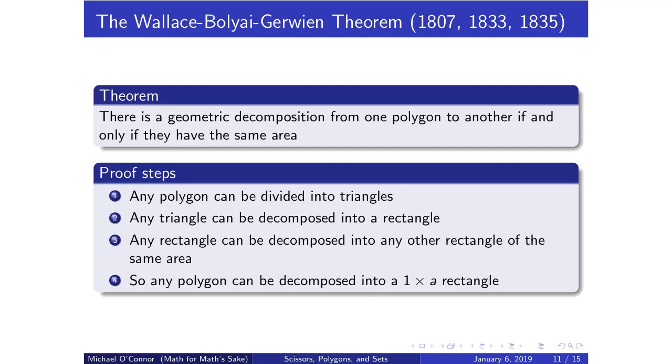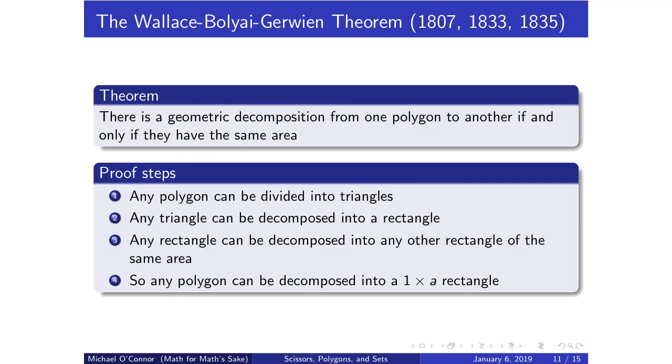You can kind of just go through it. I'll tell you the proof steps, and then I'll go through it again, so that hopefully it's clear. Basically the way that it works is you start out, you divide any polygon into triangles. You then take all the triangles and decompose them into a rectangle. You then form a decomposition where you take that rectangle and decompose it into any rectangle of the same area.